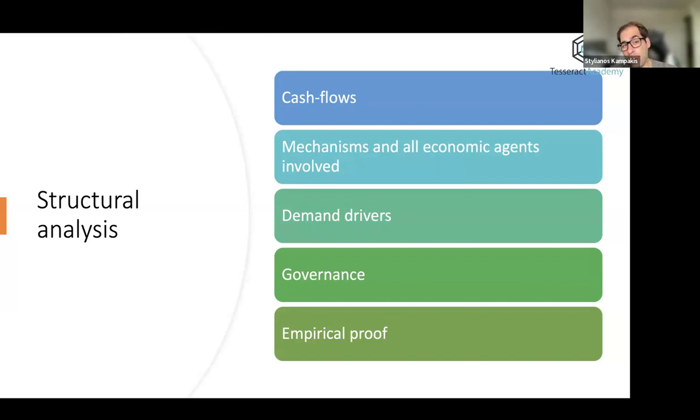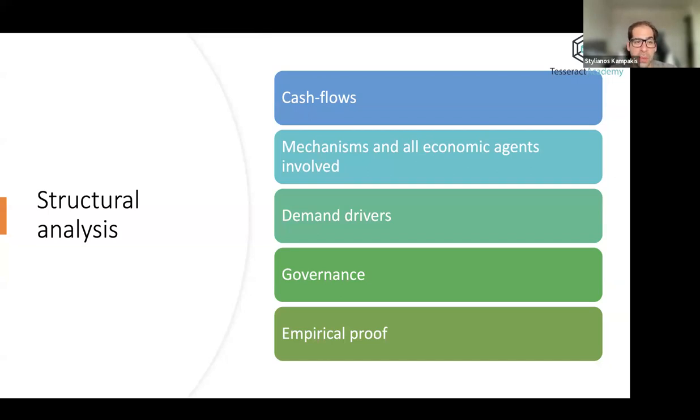A token economy is a lot like a real economy. That is, we want to see that the inflows are more than the outflows. Then the mechanisms of all the economic agents involved. And at this part, we might even do game theoretic analysis to understand how the incentives align with each other. Then the demand drivers. Okay, so is there anything that is driving demand? And if some factors drive demand for a token, can the project affect those factors? So can it increase demand if it wants to do so?